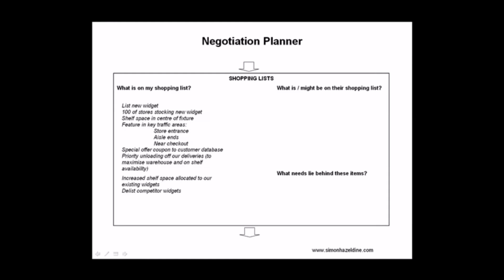So we want to list the new widget, we want 100% of store stocking, we want shelf space right in the centre of the fixture, so it's right where people look when they're shopping the fixture. We'd like a feature for our new widget in key traffic areas where there's lots of shoppers, so in the store entrance, for example, on the ends of the aisles, and also impulse units near the checkout. We might want to have them send a special offer coupon to their customer database.